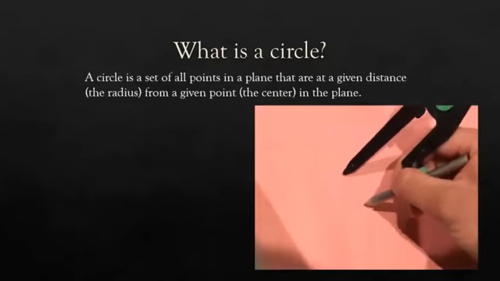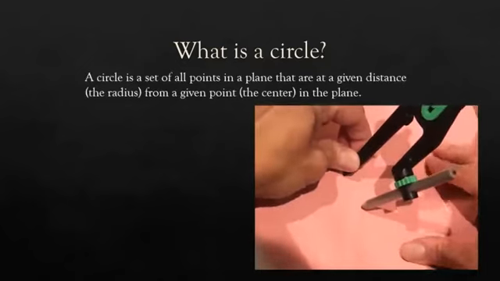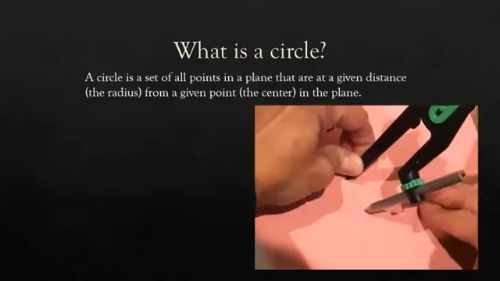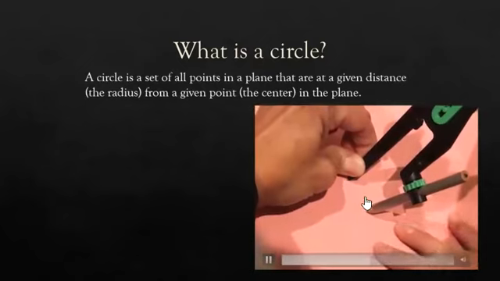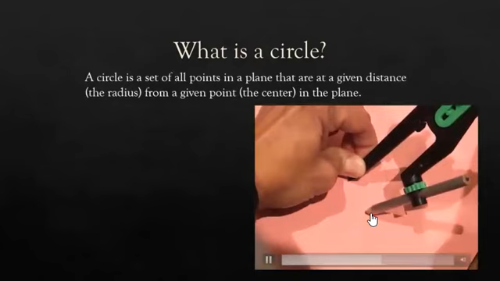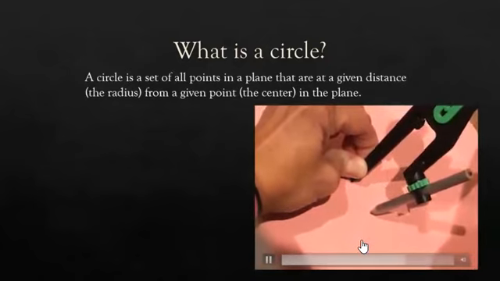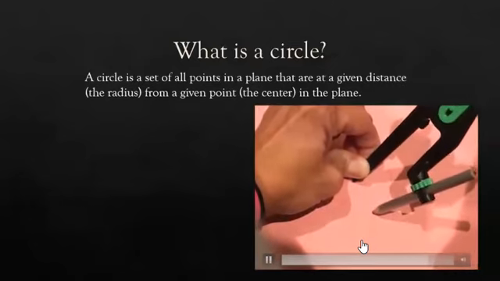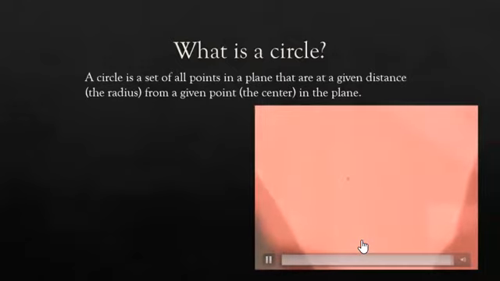Look at this video. There's a dot in the center. And watch as we use this compass and turn the paper. We're drawing the points that are an equal distance. This length between the center and the drawing pencil, that is an equal distance. It's a given distance from that point in the center. And when you're finished, you will find that you have a complete circle.